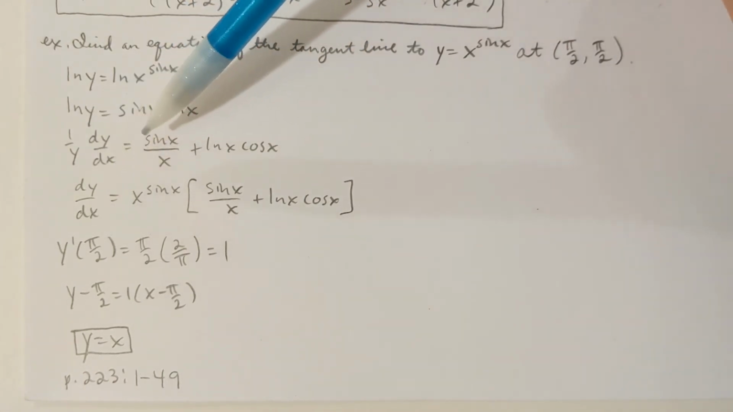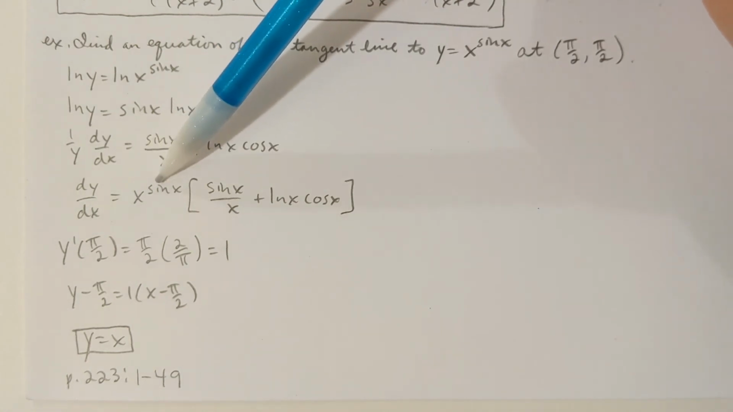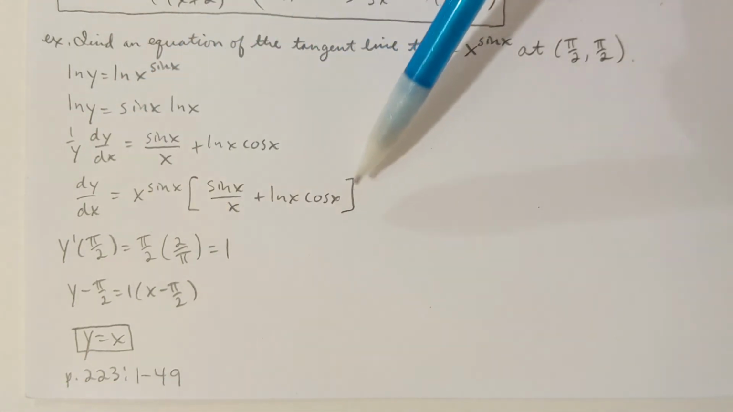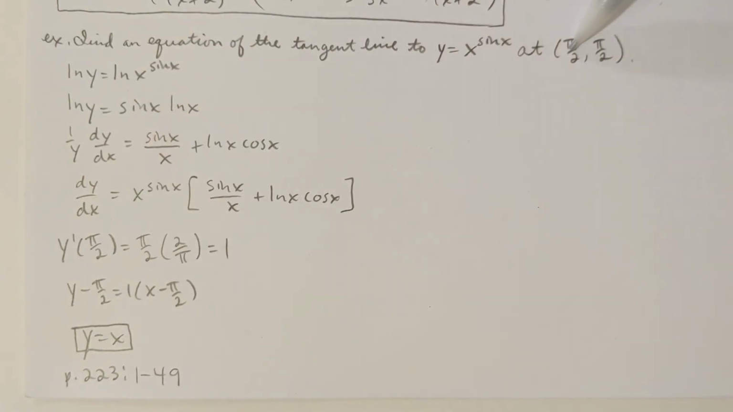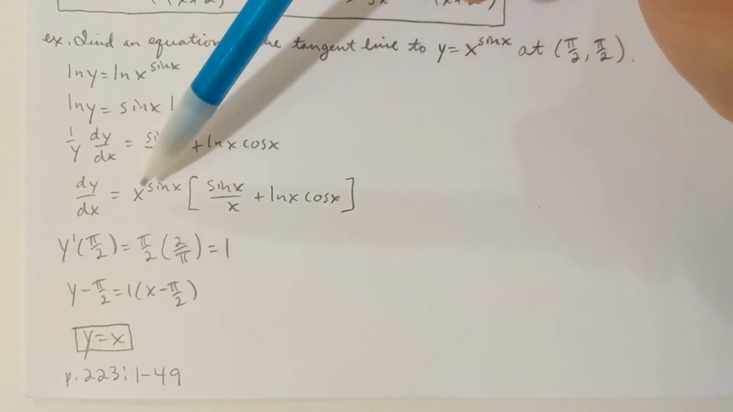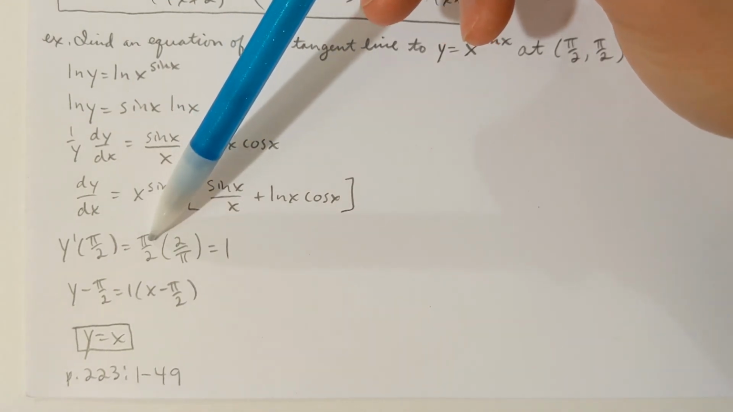Next, you're going to get dy/dx all alone by multiplying both sides by y. y is x to the power sine x. And now I've got a formula in terms of x representing the derivative. I would like to know the slope of the graph when x is pi over 2. So I'll go ahead and plug pi over 2 into the derivative here. Pi over 2 to the power sine pi over 2. Sine pi over 2 is 1. So pi over 2 to the first, that'd be pi over 2.